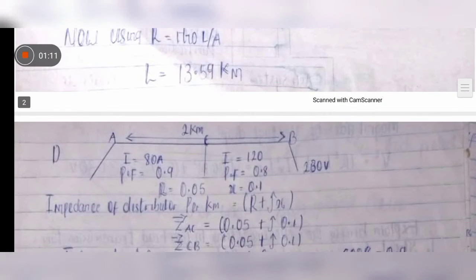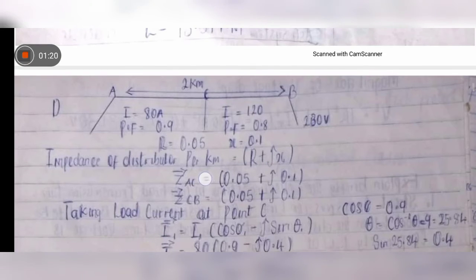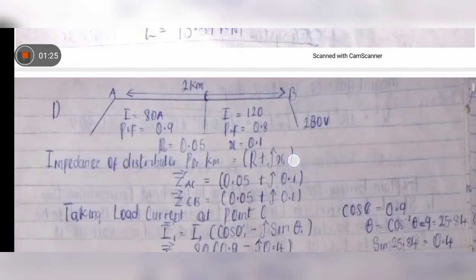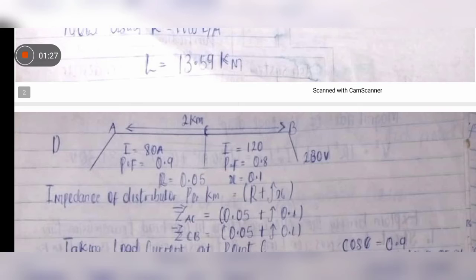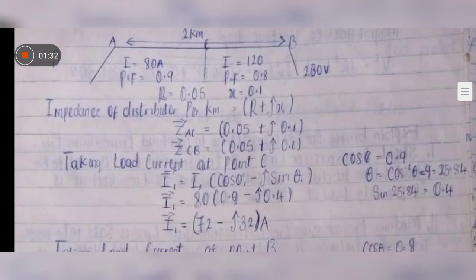This question will surely be asked and you won't miss it. So this is it. I want you guys to look at it very well. At this point here, you can see the impedance of distribution per kilometer, R plus jX. The impedance of distribution is ZAC. Z there means impedance. R there is resistance. So those are the things we are making use of there.